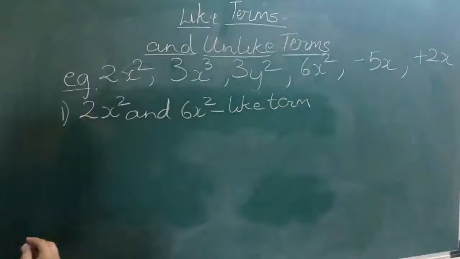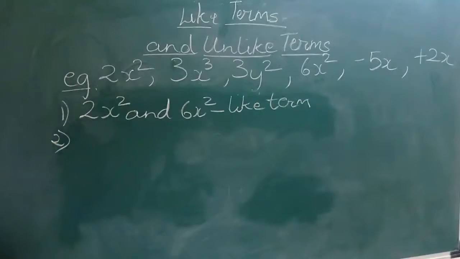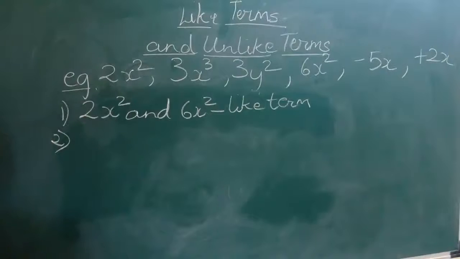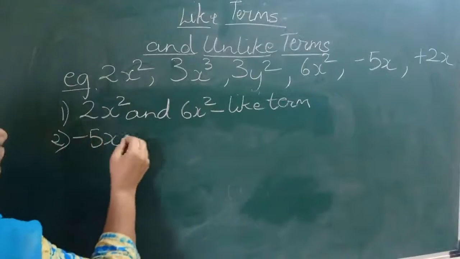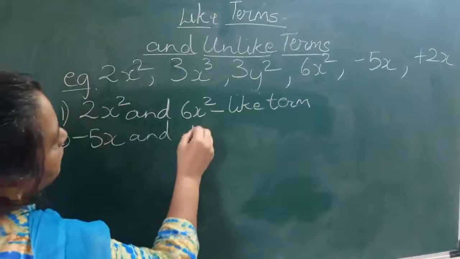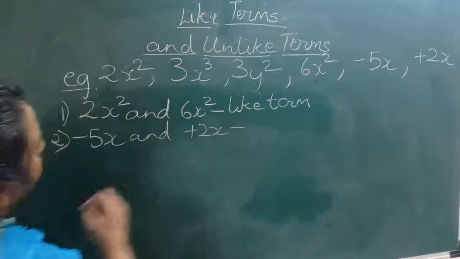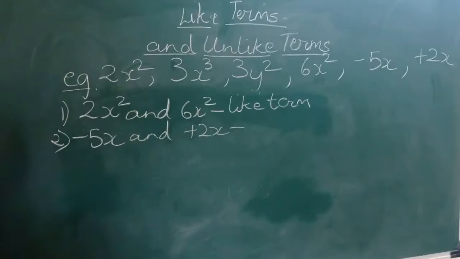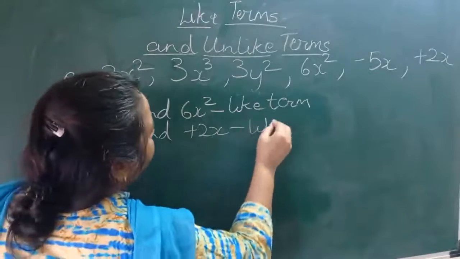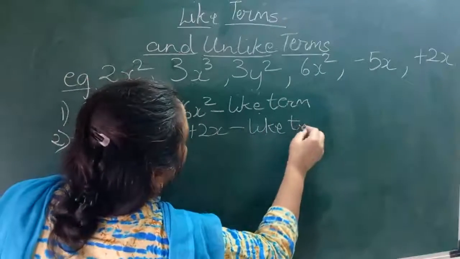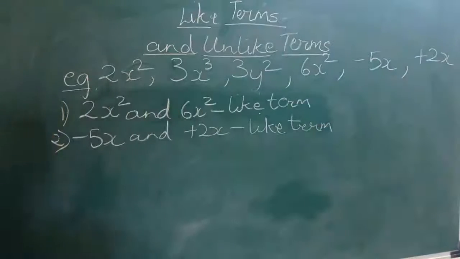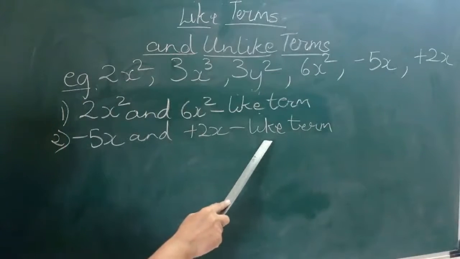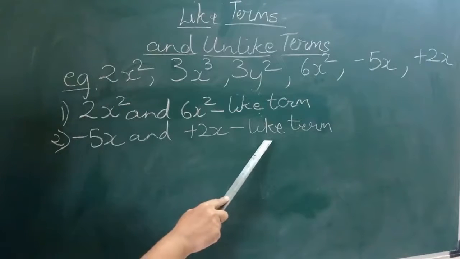Now next example we will see, children, minus 5x plus 2x. Here children, the variables and the powers are the same, so we can say this is also a like term. On all the like terms, we can perform addition, subtraction, multiplication and division.